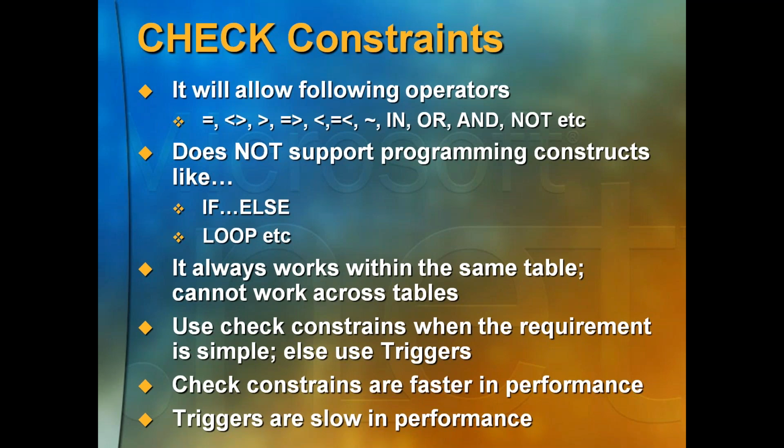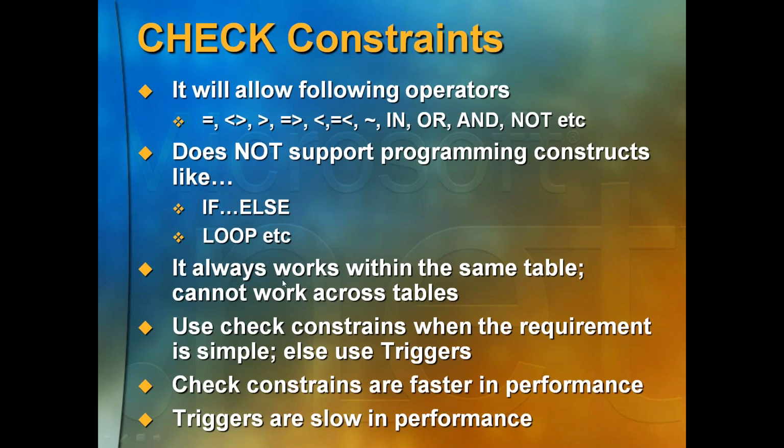For example, salary greater than zero. Age cannot be more than 60 or less than 20. Grade can be either A grade or B grade or C grade. Or gender can be either male or female. All these things can be achieved with the help of check constraints. Clear? And for the complex requirements, you must go in for the triggers.